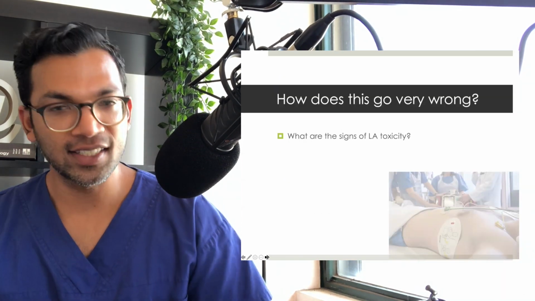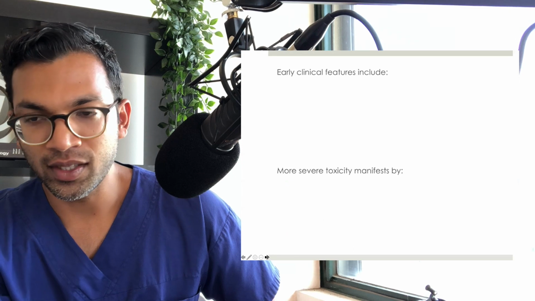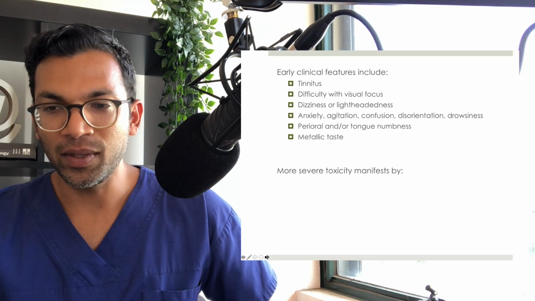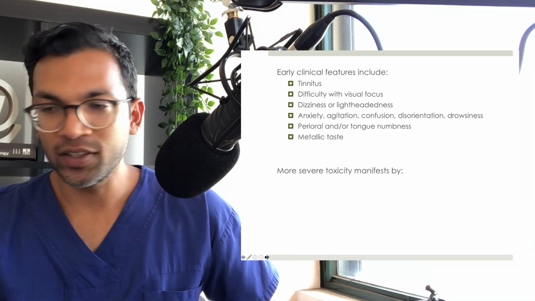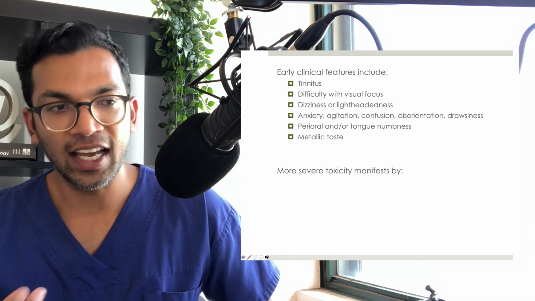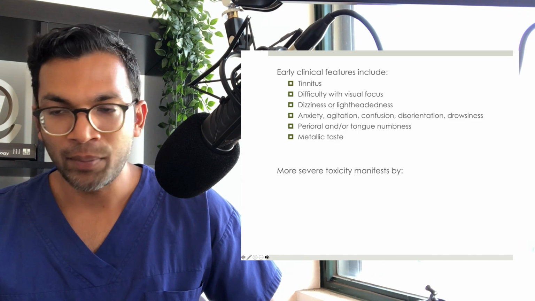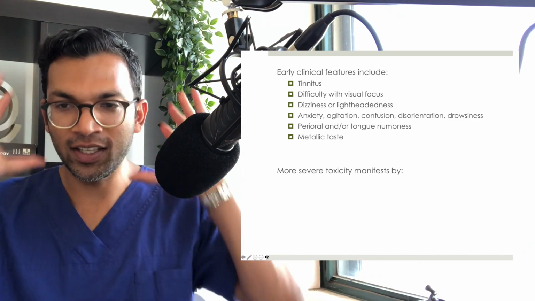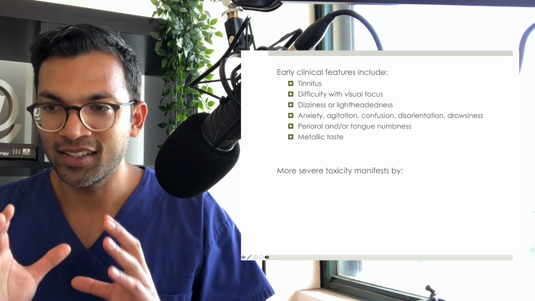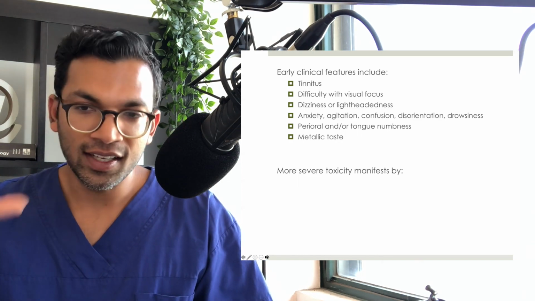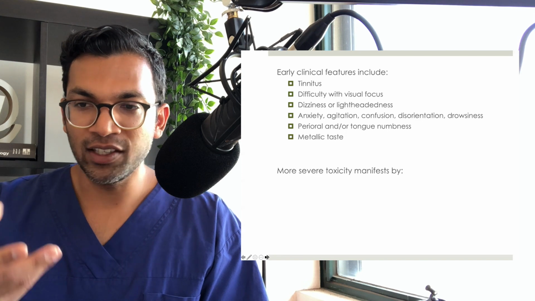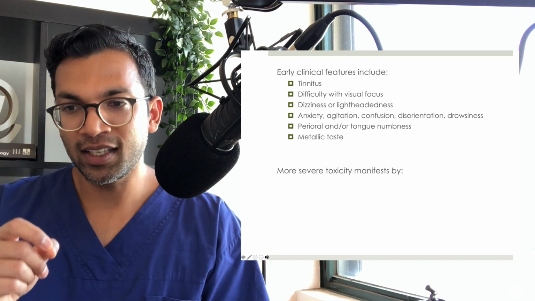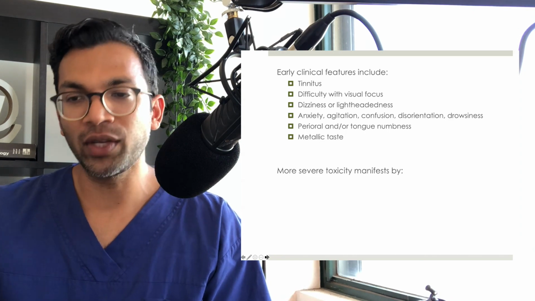Most importantly, how does this go very wrong? What are the signs? The early clinical features, just remember this, it's anything that can be neurological. So tinnitus, difficulty with visual focus, dizziness, lightheadedness, agitation, confusion, perioral numbness, metallic taste, anything that's a little bit weird in the head space is something you need to watch out for. That itself will not cause harm, but as the local anesthetic rises in the blood, maybe that will be the first indicator. That's a canary in the coal mine of something really bad happening.